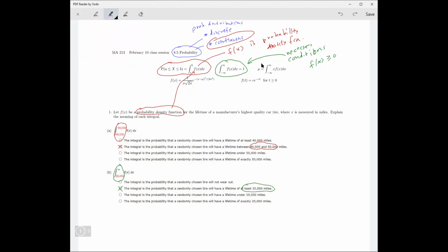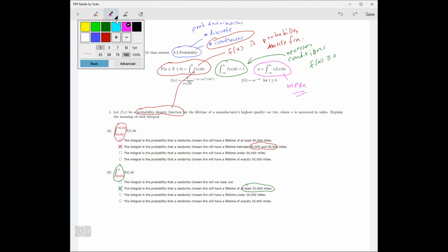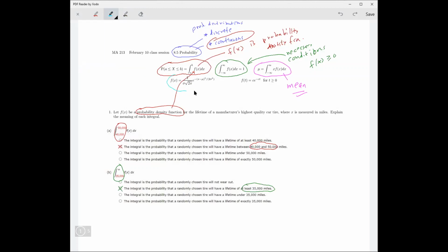And then this formula right here is the mean for the probability distribution. And these other two are just examples. This one is the normal distribution. And this last one right here is the exponential distribution, or exponential density function.